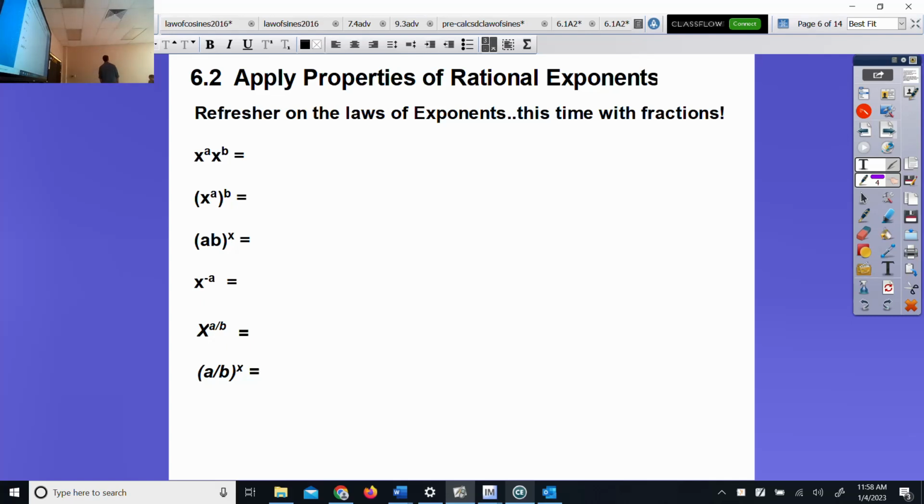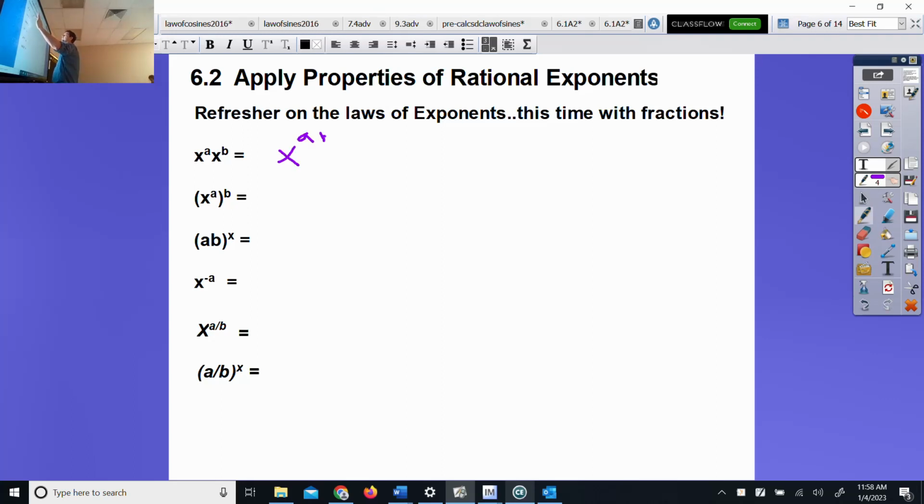So it's 6-2, applying rules of rational exponents, applying the properties of them. So here's 7 of the exponential rules. I don't know how many there are, 9, 10, 12. There's 7 of them, and those are the ones I thought were important. First off, x to the a times x to the b, what is it? It's x to the a plus b.